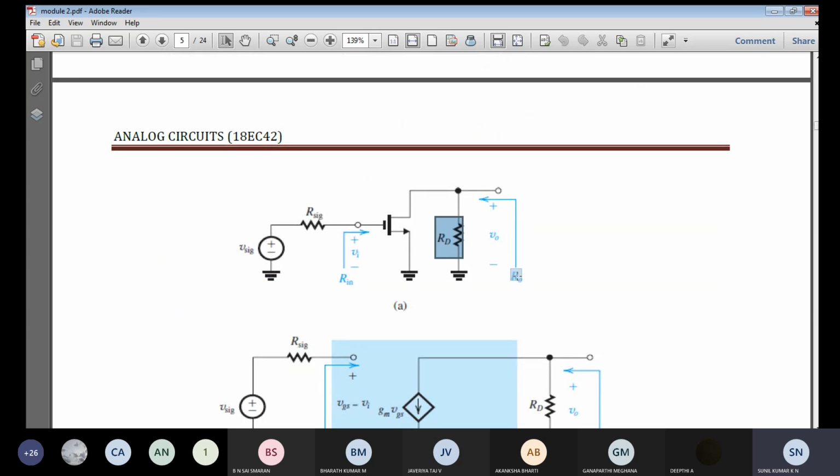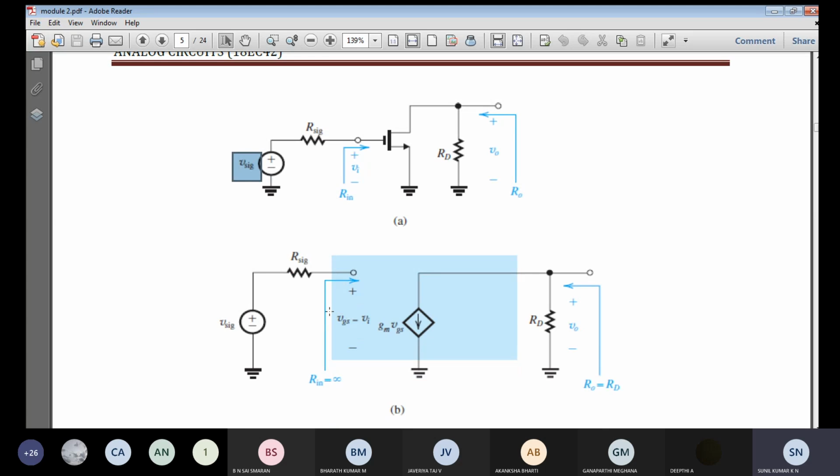If I want to find the value of R0, at the output side all the signal voltage is set to 0. Then this is the output voltage I get, multiplied with RD. When you look from the output section, this is the only final output you are going to get. That is the drain resistance RD. So finally I can simply write R0 equal to RD.